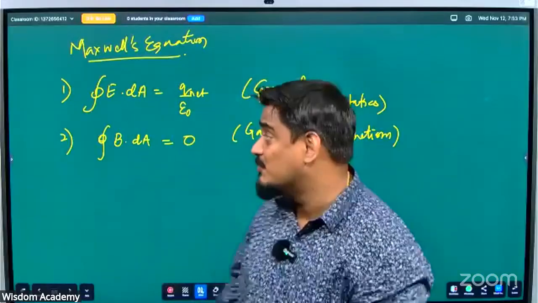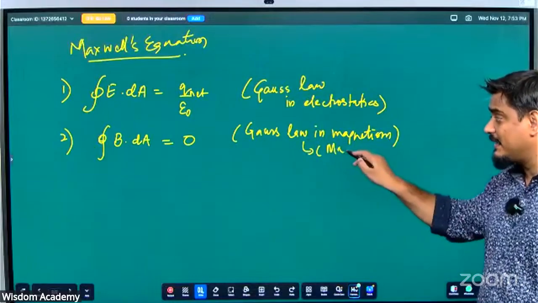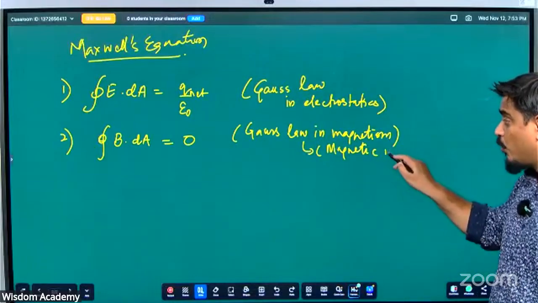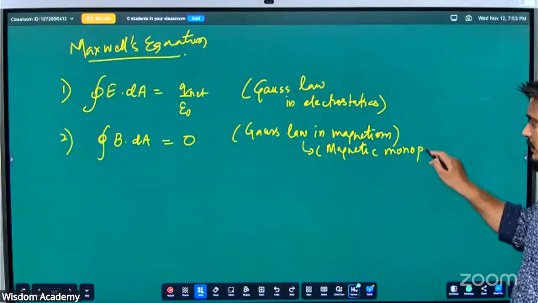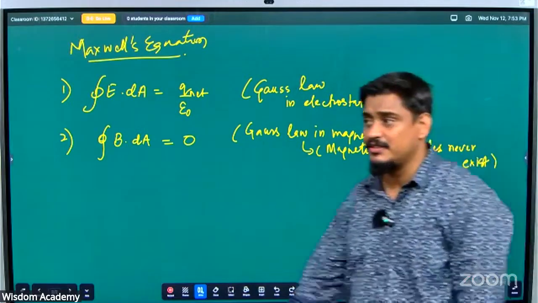Once again, this question comes in assertion and reason type. This justifies that magnetic monopoles never exist. Never exist. These things will come in the examination. Come fast, fast, fast.